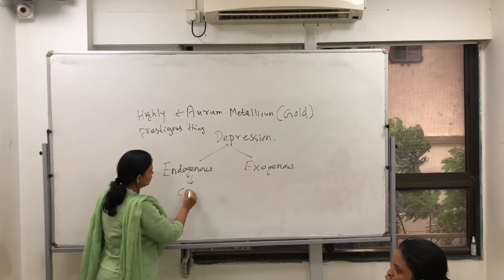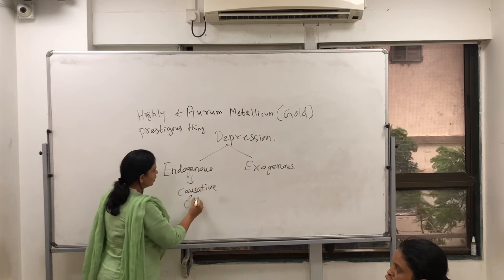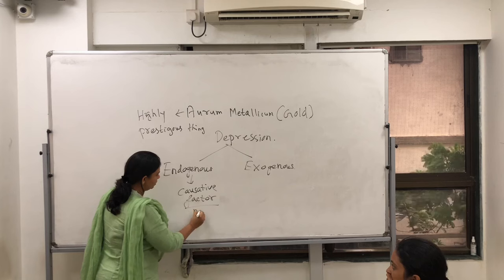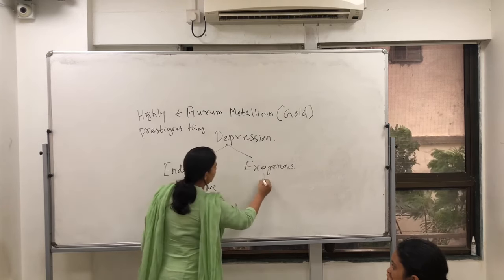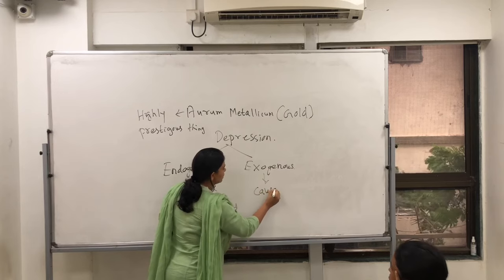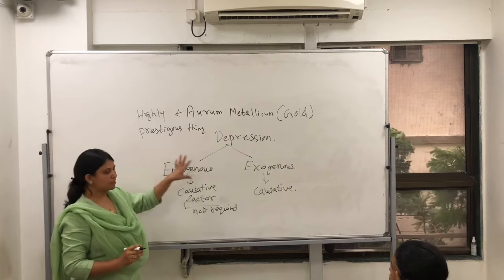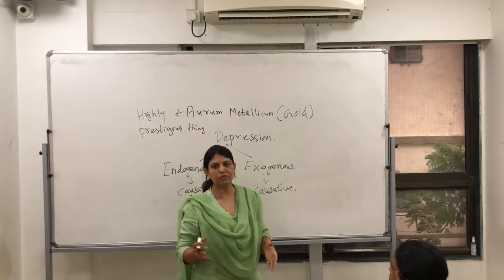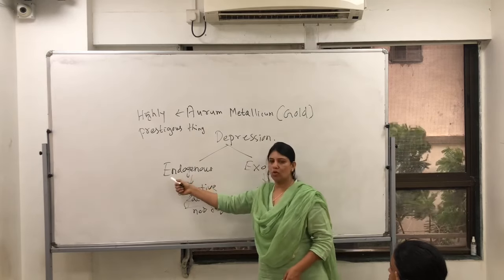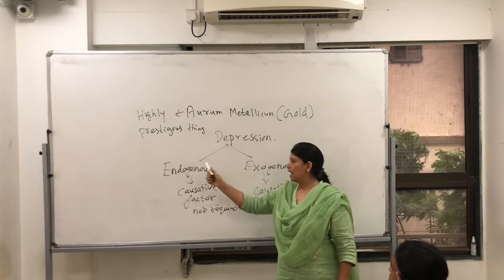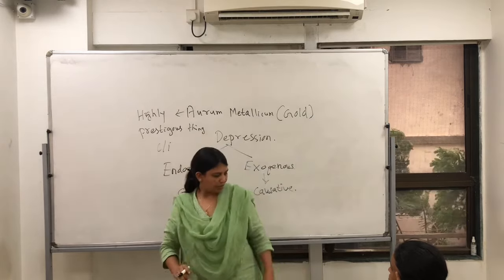Here, in endogenous depression, the causative factor is not required, and in exogenous you need an external causative factor. So you can say that in endogenous depression, they have a predisposing soil to produce a depression. Endogenous depression is an old name for depression.